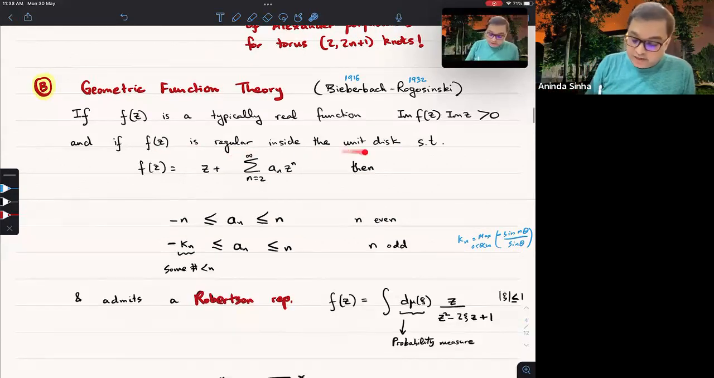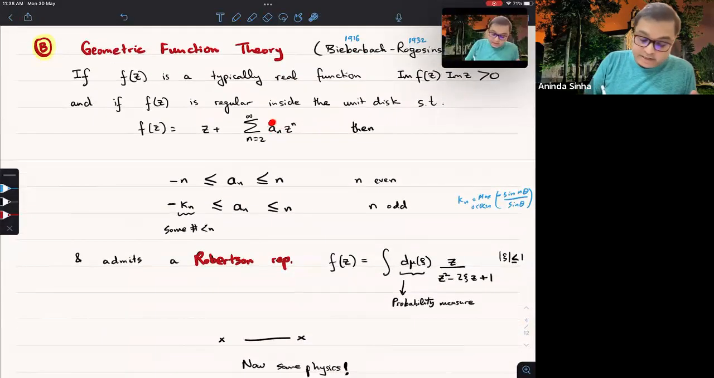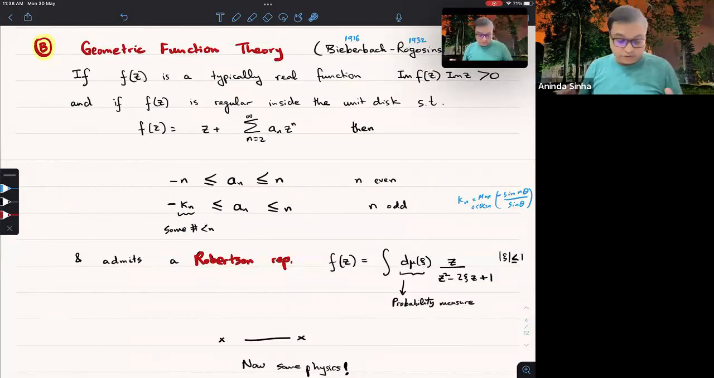So if f of z is regular inside the unit disk, and you write it like this, so mentally you can think of these as the Wilson coefficients in the scattering amplitude story, then these satisfy two-sided bounds. So they are bounded like this. So a_n is upper bounded by n and lower bounded by minus n if n is even, and kappa n, there is some kappa n, actually is the maximum of minus sine n theta by sine theta. You can work this out very easily numerically. If n is odd, then you have these kind of two-sided bounds. So these are called the Bieberbach-Rogosinski bounds.